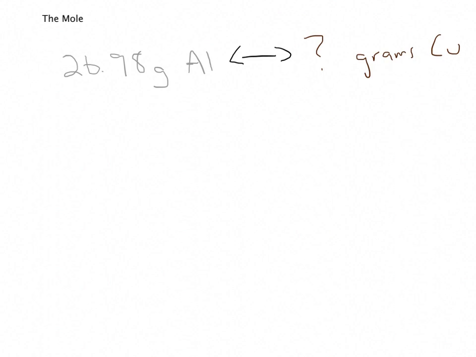So let's take a look at this thought experiment, or thought problem. Let's say I had 26.98 grams of aluminum. If you remember from the last video, that's the 26.98 for aluminum. So how many grams of copper would that be equal to?